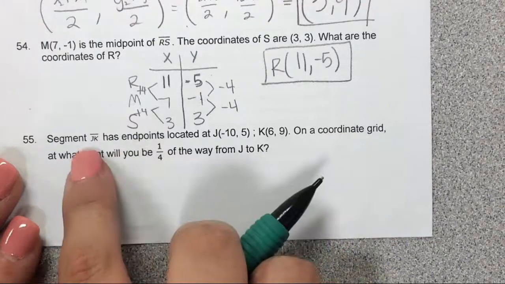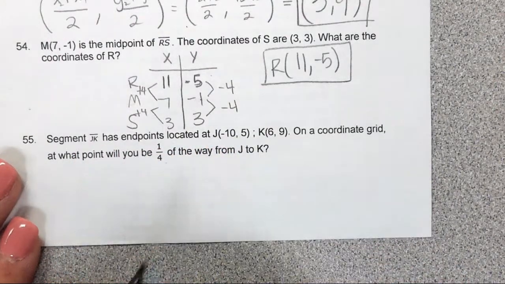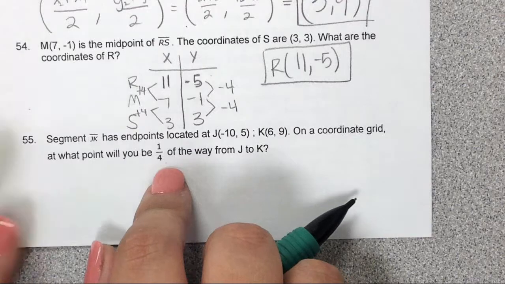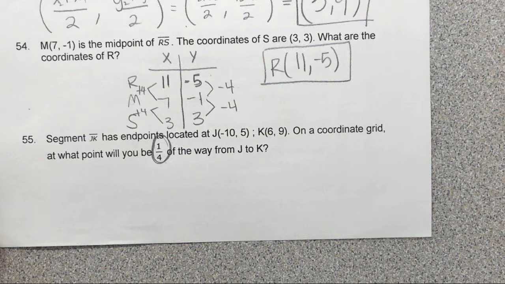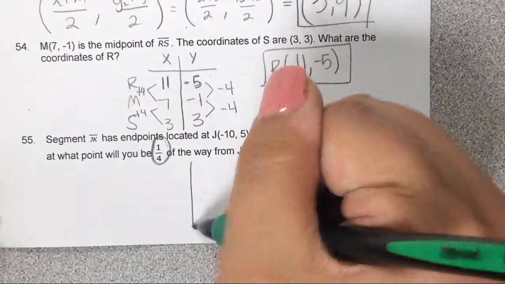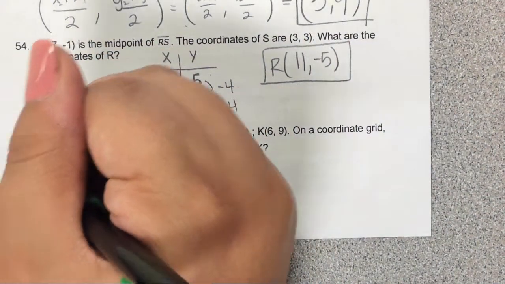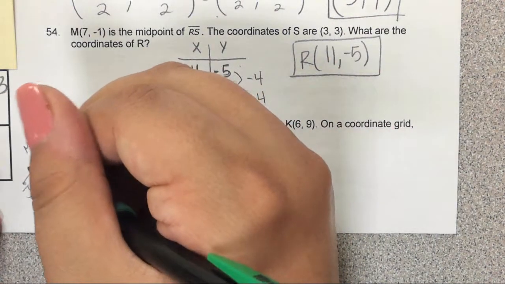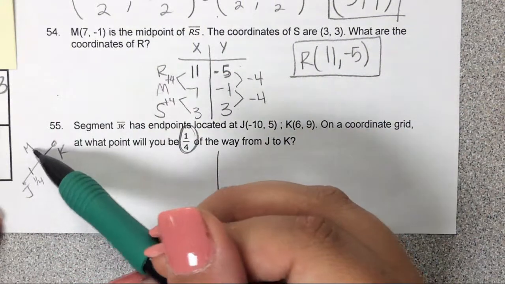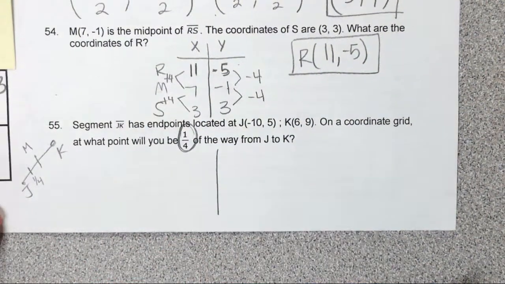All right, and last one. JK has an endpoint on the coordinate grid. What will be 1/4 of the way? For 1/4, would y'all rather do the multiplying or would you rather do midpoint of a midpoint? Or you rather do both? You want to do both? Okay, I'll do both. So midpoint of a midpoint is if we have JK, right? If I find the midpoint, where would 1/4 of the way be? It would be right here, right? So first I have to find the midpoint, and then I'm going to do the midpoint of them.